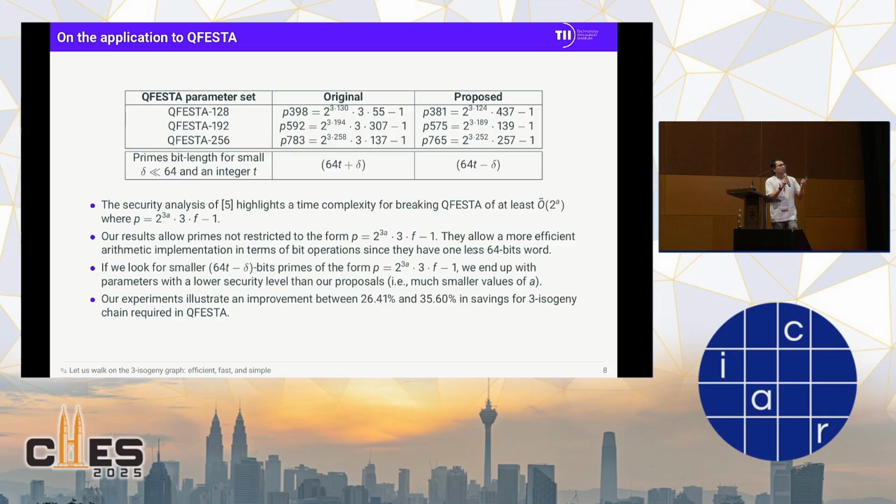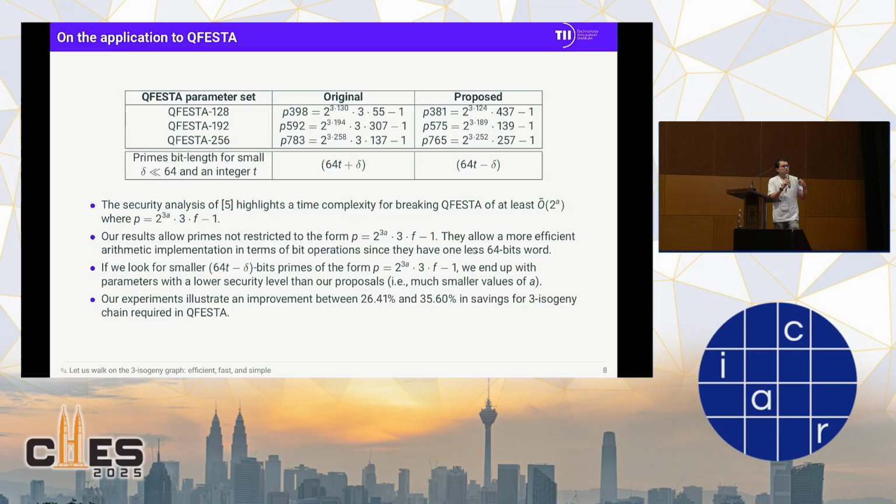By constant time, I mean that the running time of the algorithm is independent from the input, in this case, which is a secret. We found between 25% and 35% of savings for this part. These three isogeny chains in QFESTA are a very demanding task in the protocol. But again, we highlight that this is the first optimized implementation in C.